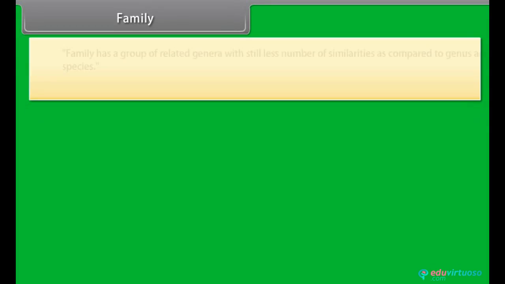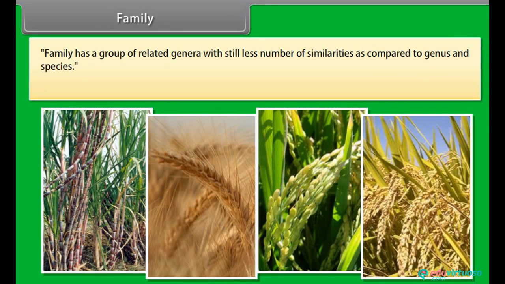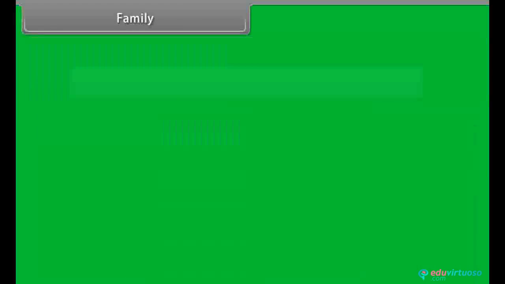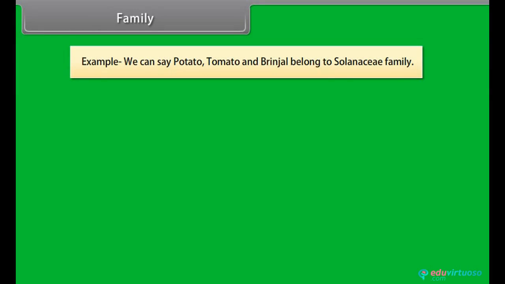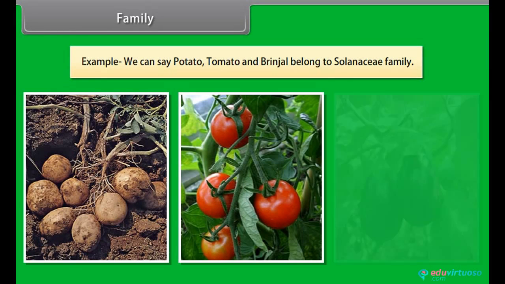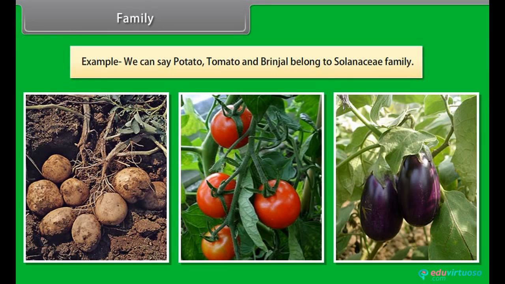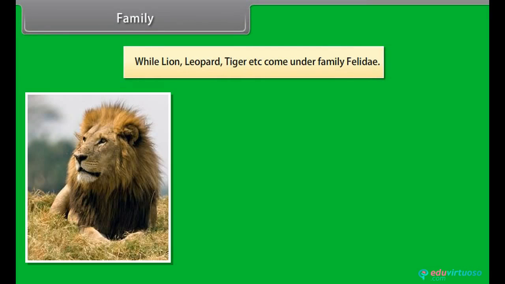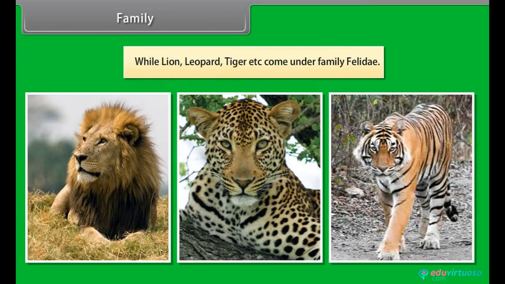Family. A family is a group of related genera with still fewer similarities as compared to genus and species. The term family comes from Latin familia, which means familial. Example, we can say potato, tomato, and brinjal belong to the Solanaceae family, while lion, leopard, tiger, etc. come under family Felidae.